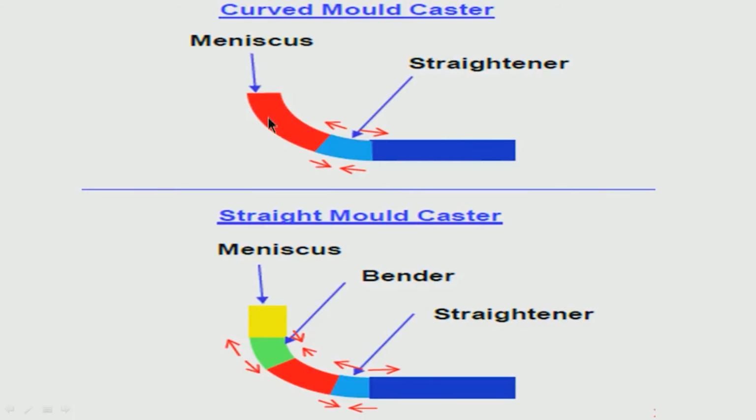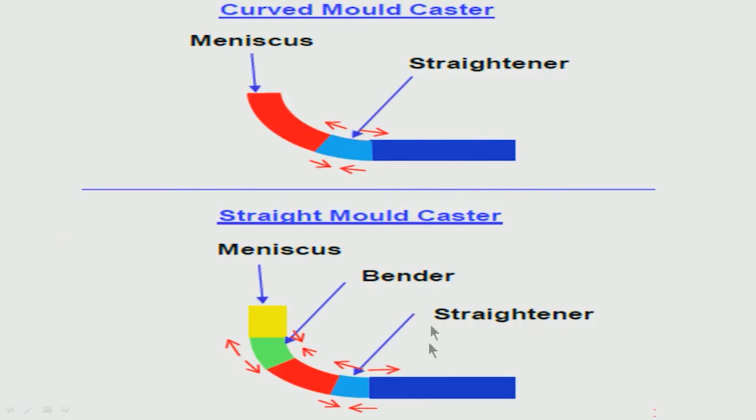So, there is a possibility that when they are floating, they are trying to get absorbed, and more inclusions are getting absorbed at these locations. But here they are floating and getting absorbed uniformly throughout the surface. So, this is the difference between a straight mold cast and a curved mold cast.